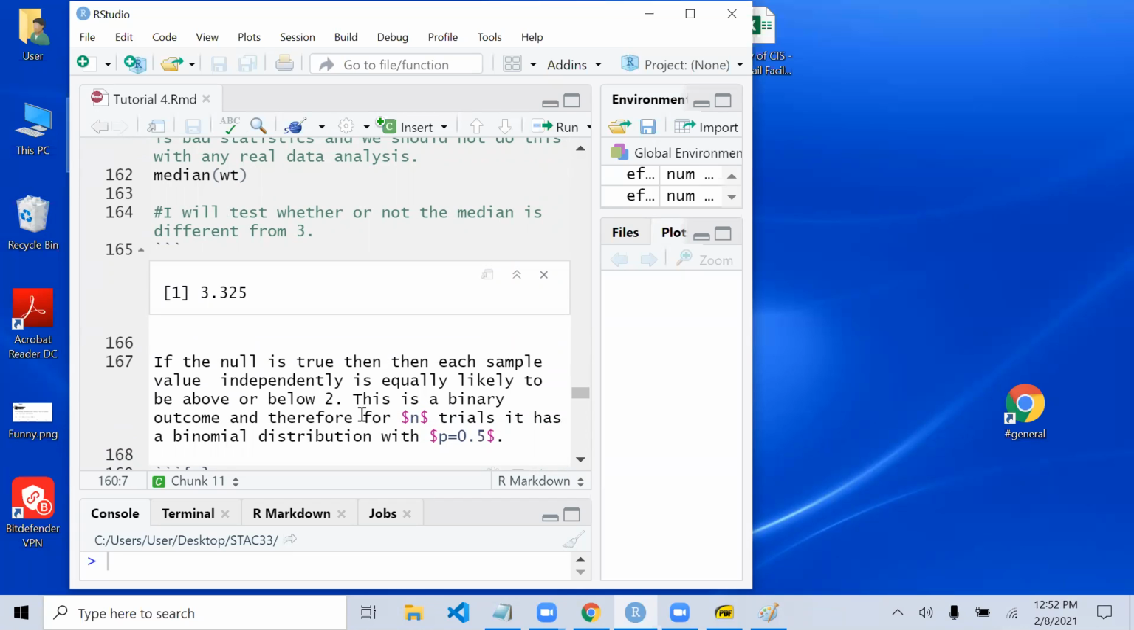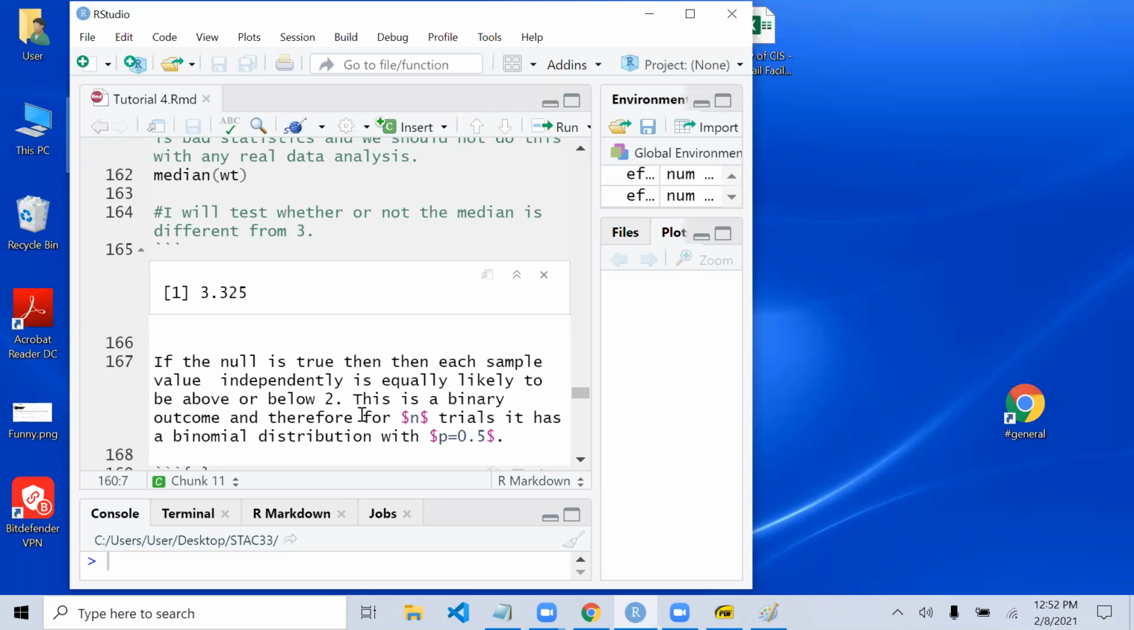Remember, the initial test we had was, is our mean different from 2? So I'm going to use the same idea here. Is our median different from 2? Except now I'm going to keep in mind the distribution is not looking symmetric, recognize that, and try different tests.